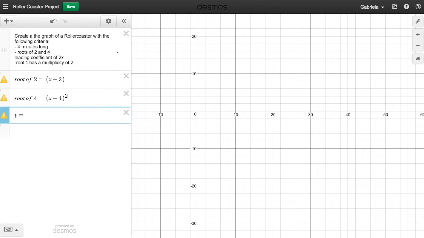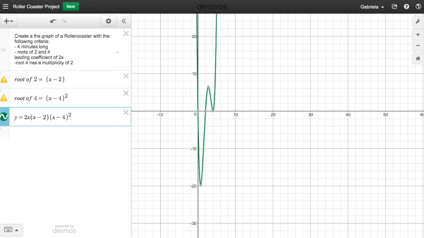And the root 4 has a multiplicity of 2, meaning that the x minus 4 factor is going to have to be squared. We can put this into our graphing calculator to see how the graph of this polynomial function will look.